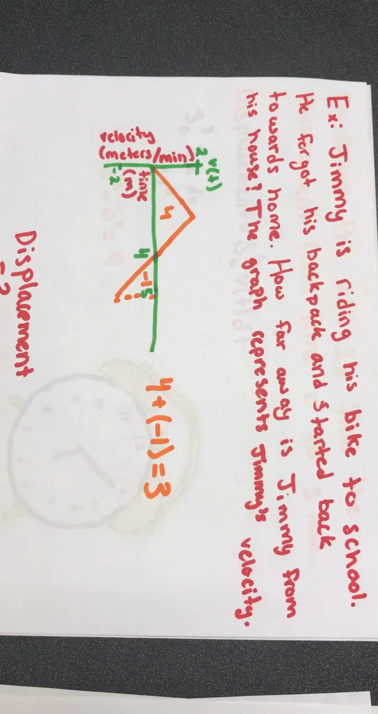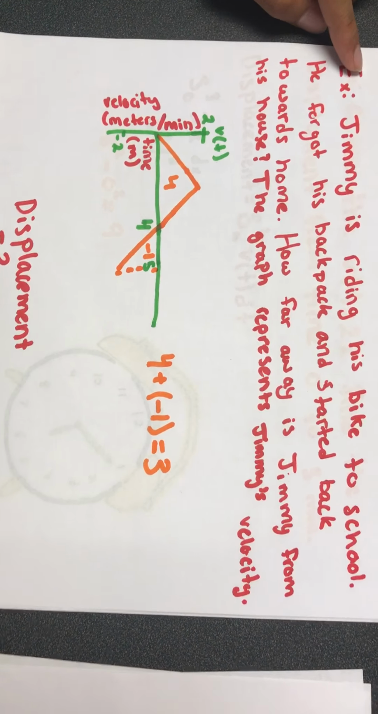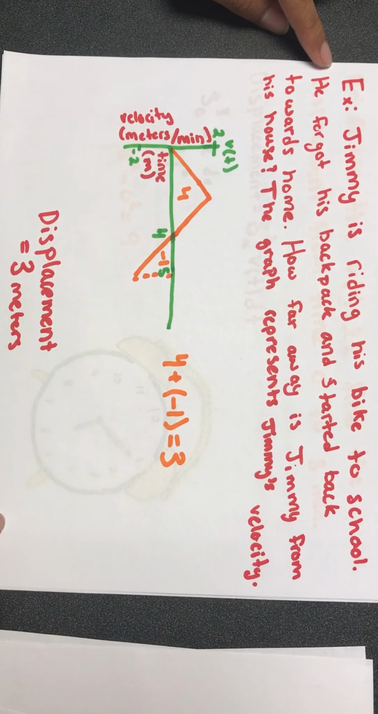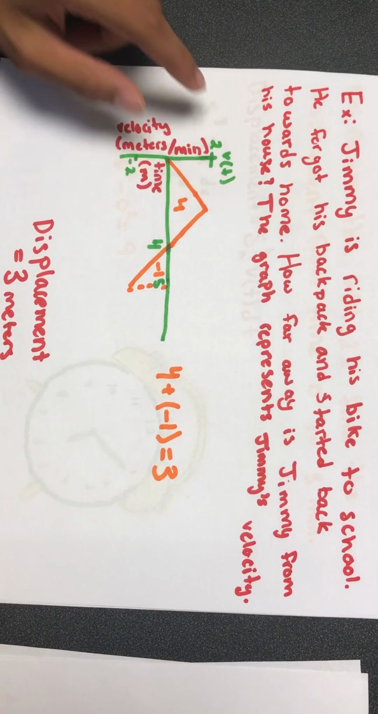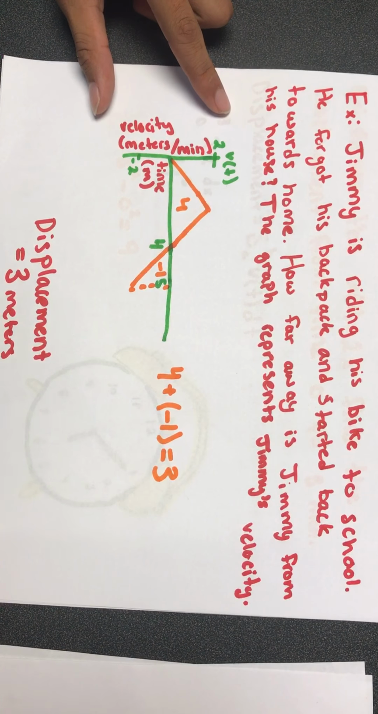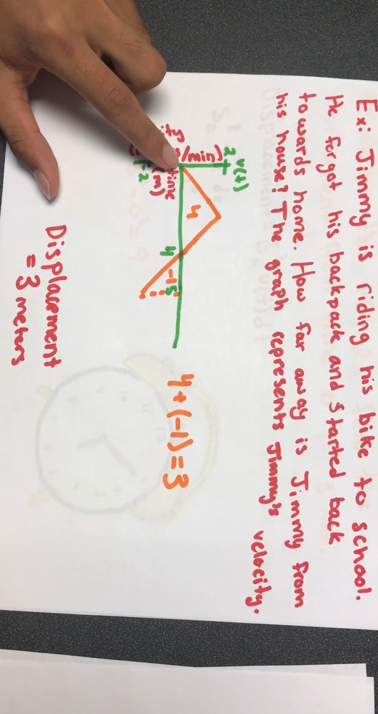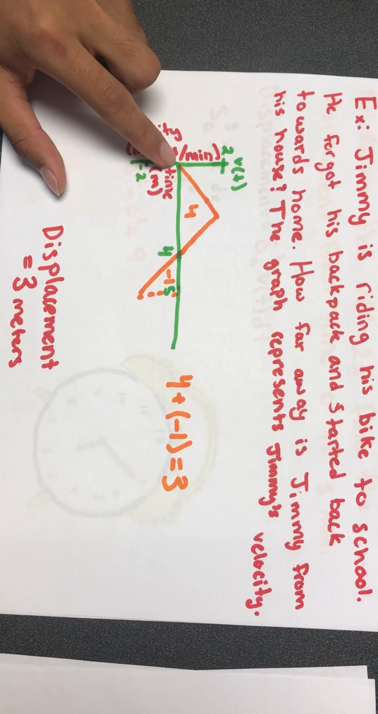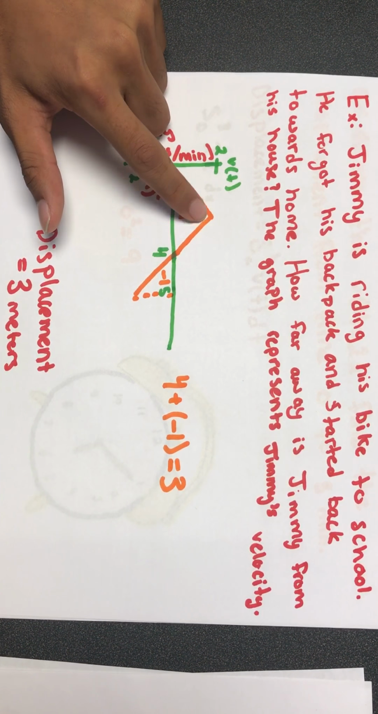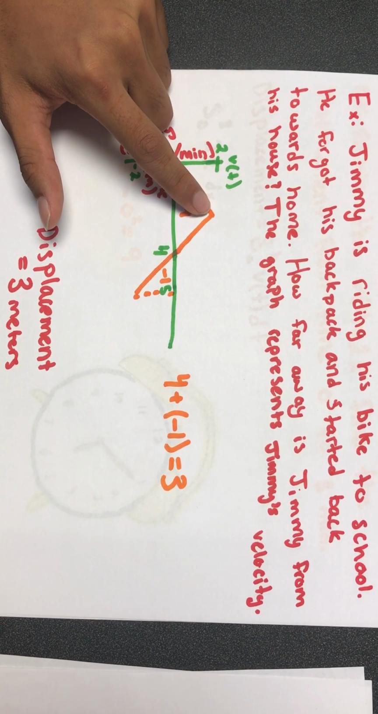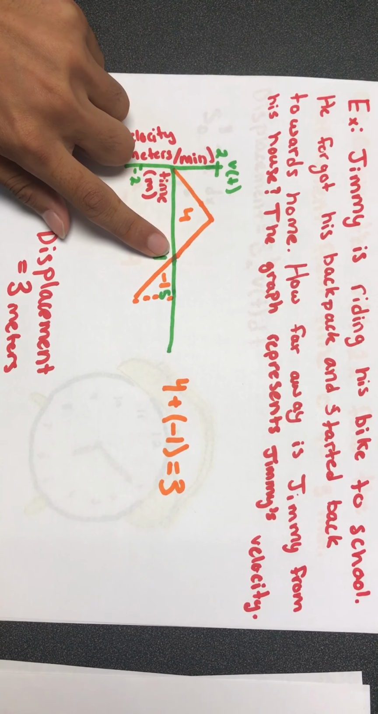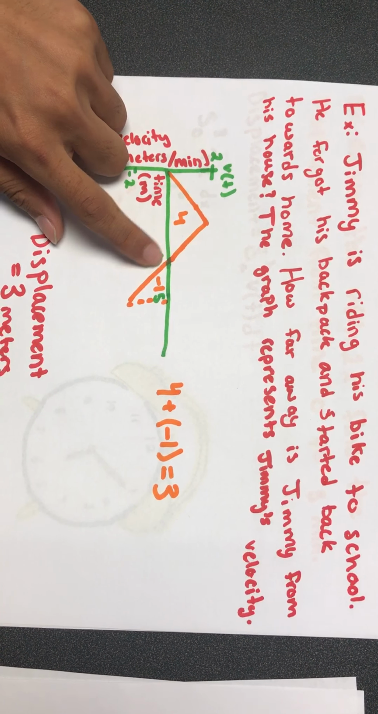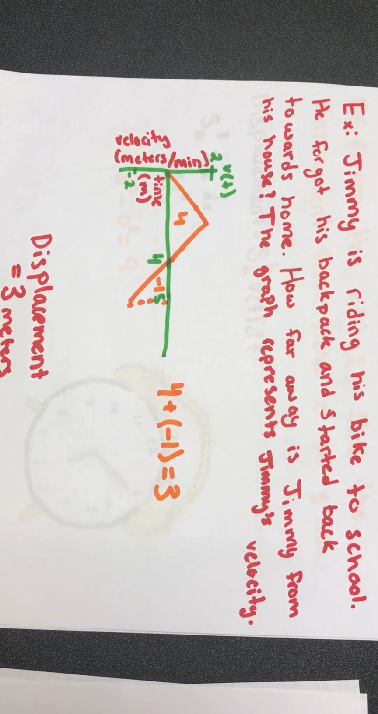Let's look at an example. Jimmy is riding his bike to school. He forgot his backpack and started back towards home. How far away is Jimmy from his house? This graph represents Jimmy's velocity. This is his starting point when he's at home. So he's going to school, and at this point he realizes he forgot his backpack, but he's still going towards school. At this point, he makes the decision to turn around and head back home to get his backpack.